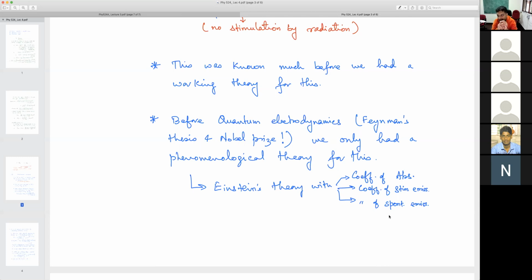spontaneous emission. And of course, he'd already deduced, even in a phenomenological way, that the coefficient of absorption and the coefficient of stimulated emission have to be equal, which we just discussed in the sense of the principle of detailed balance. So these were already known experimentally, and also there in Einstein's phenomenological theory of these three kinds of emission, absorption, etc.